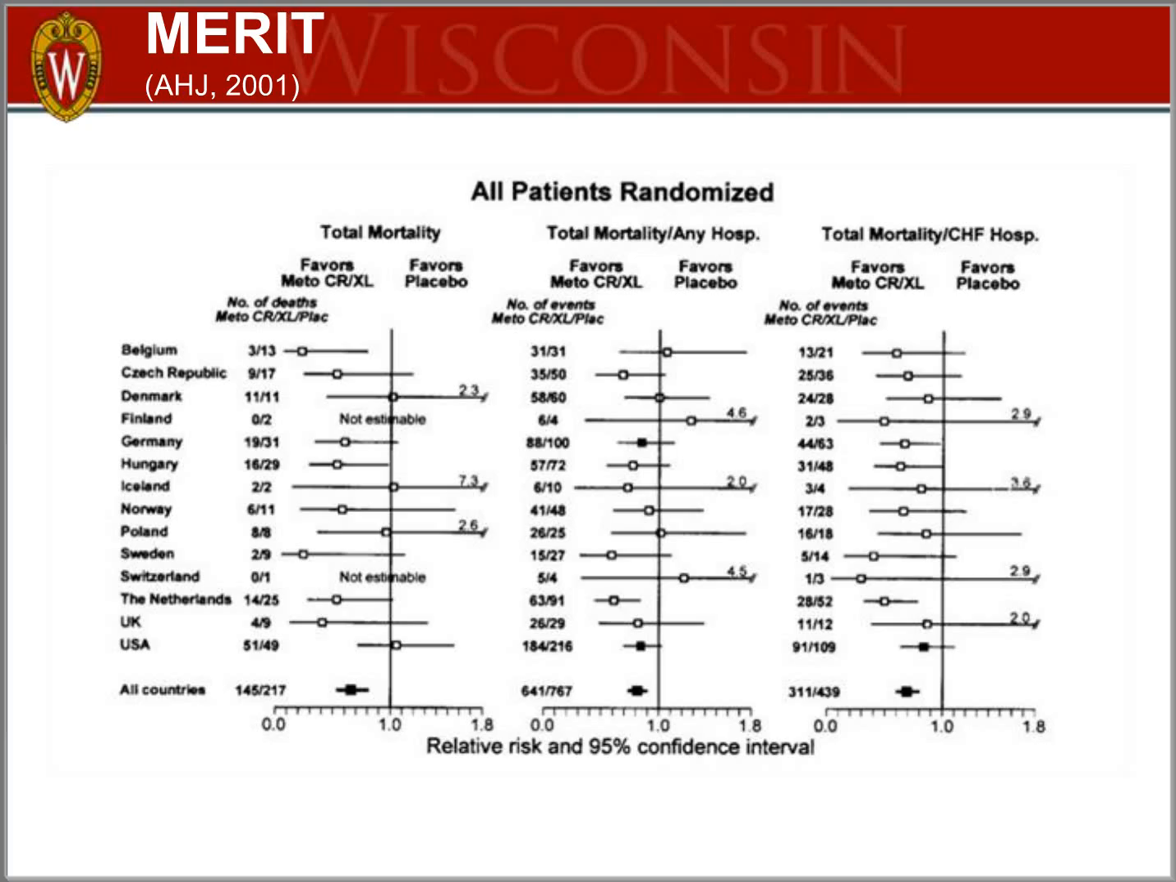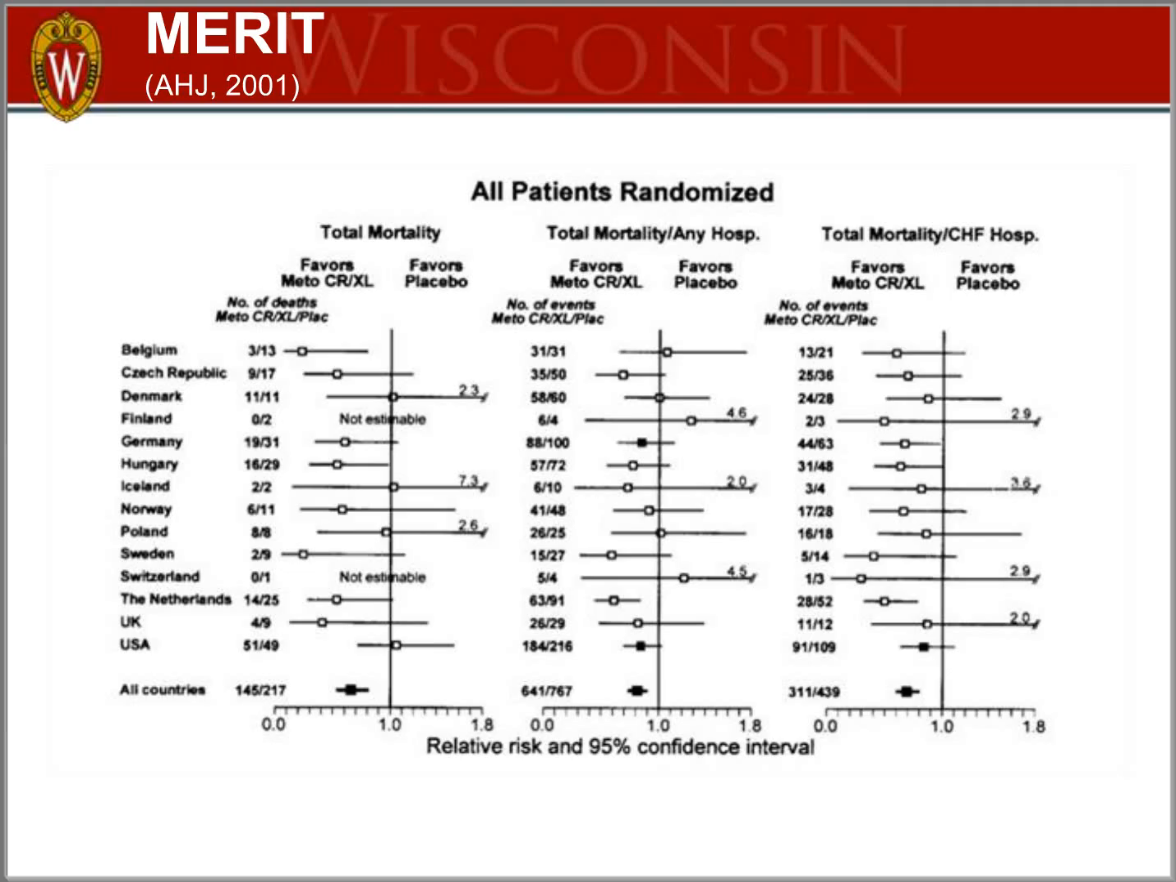Most of this variation is due to the fact that there's smaller numbers of patients in each of these studies. But interestingly, especially to the regulatory agencies, was that mortality for the U.S. was neutral or slightly worse. For mortality and hospitalization, it was favorable, and for mortality and heart failure hospitalization, it was favorable. However, the fact that the mortality in the U.S. was neutral or slightly unfavorable caused a great deal of discussion and concern.